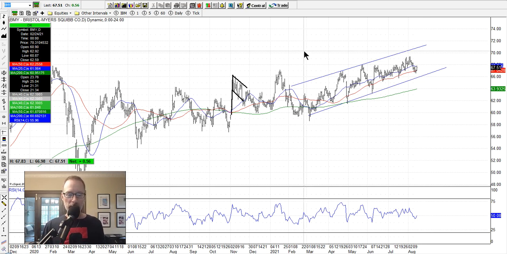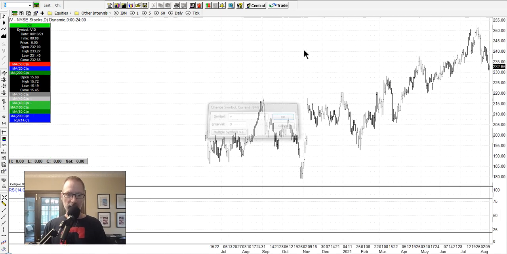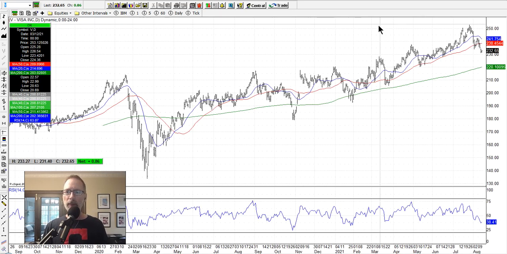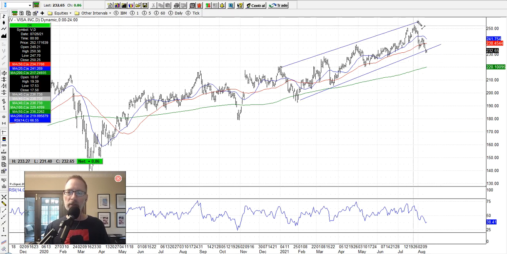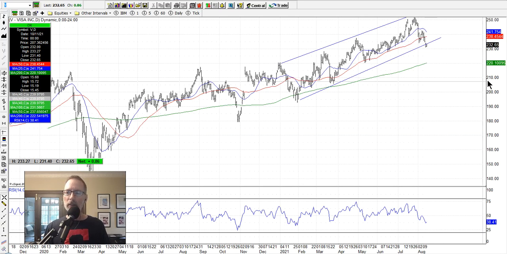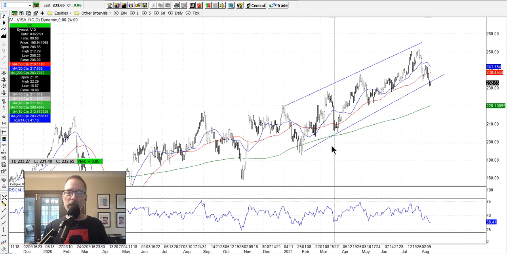What was I looking at? Visa, I think, has the same kind of channel. You can draw bottoms here. It kind of connects some of these bottoms, connect the tops. So Visa is in the same kind of channel. You might want to wait to see if it bounces here off the bottom of the channel. You know, it's more art than science. It's all eyeball. It depends on where you want to draw the lines.